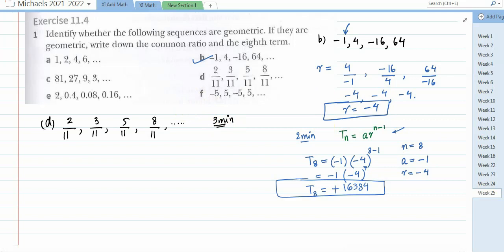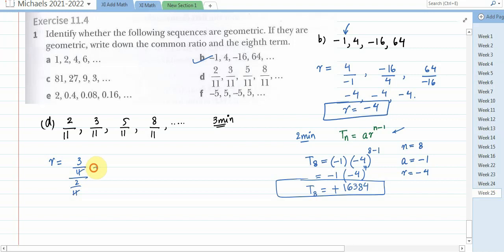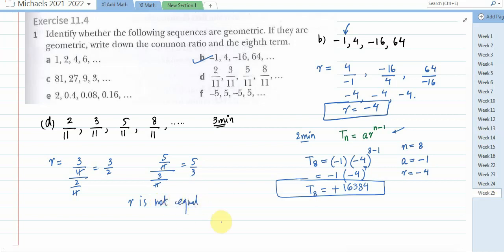So start. Alright class, firstly we need to talk about ratio here. So when you divide the second term by first term, you will get 3 divided by 2. Alright, and when you divide the third term, that is 5/11 divided by 3/11, you will get 5/3. To make sure that they are equal, I need to find out the decimal value. So 3 divided by 2, it's 1.5, and 5 divided by 3, it's 1.67. So the ratio is not equal, right? Ratio is not equal.